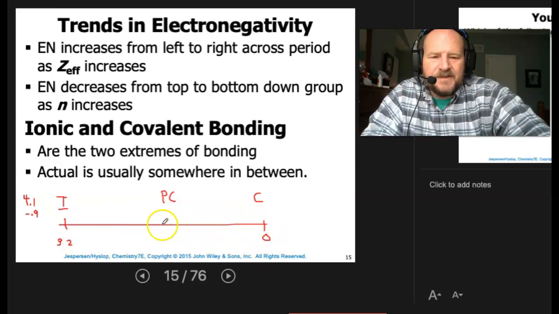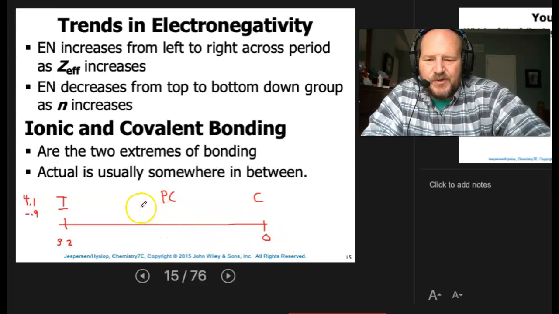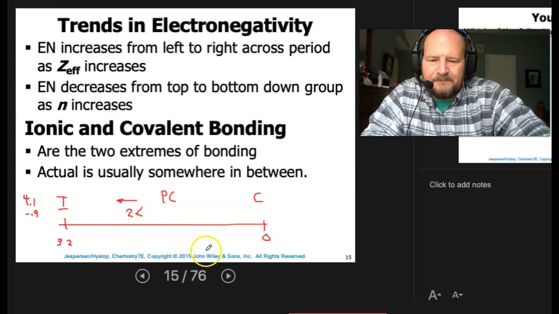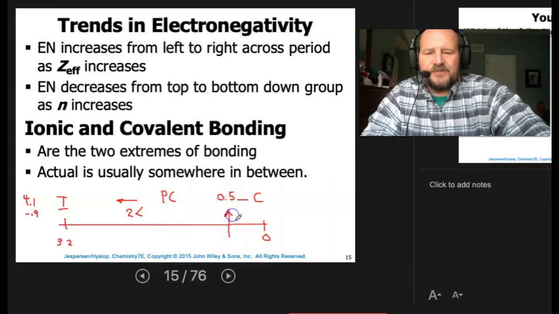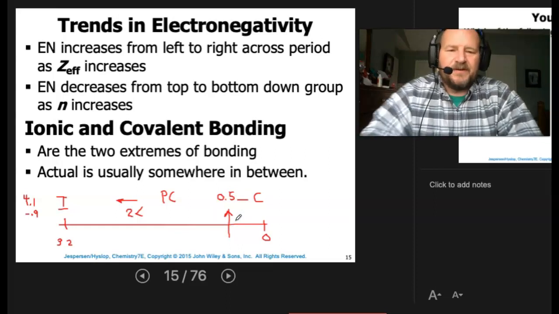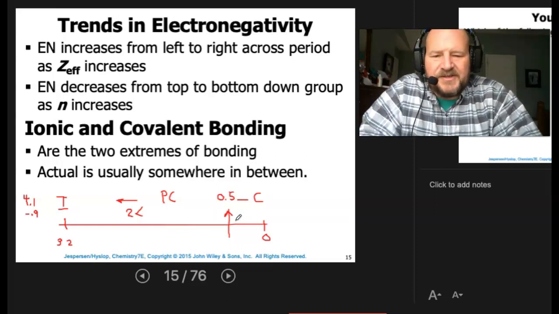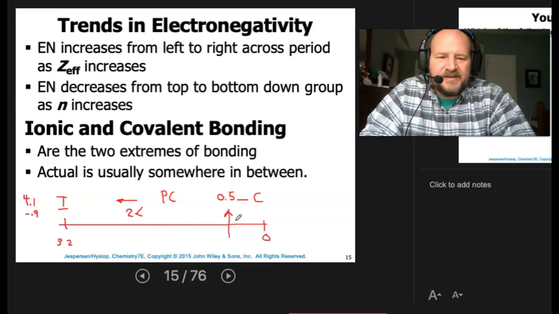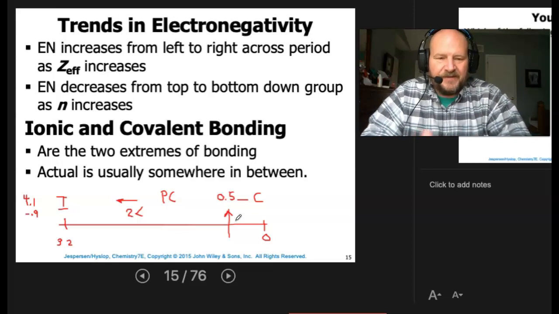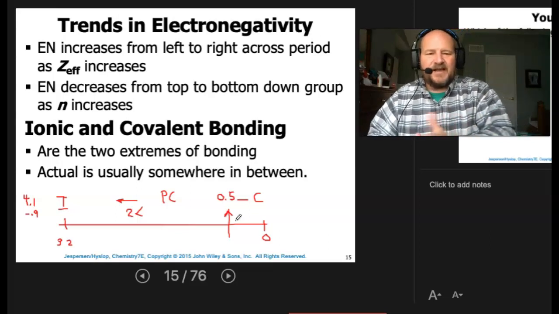Okay. Typically, we say anything greater than 2 is going to be ionic. And then anything from 0.5. And again, this 0.5, it's really just a rule of thumb. It's very arbitrary. Okay, so 0.4 would be considered covalent. 0.5 would be polar covalent. But again, it's a gray area. And I don't want you to think of it as it has to be this one or that one. It's really sort of a sliding scale.